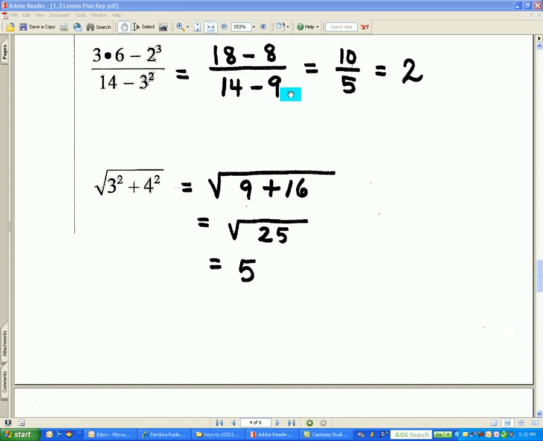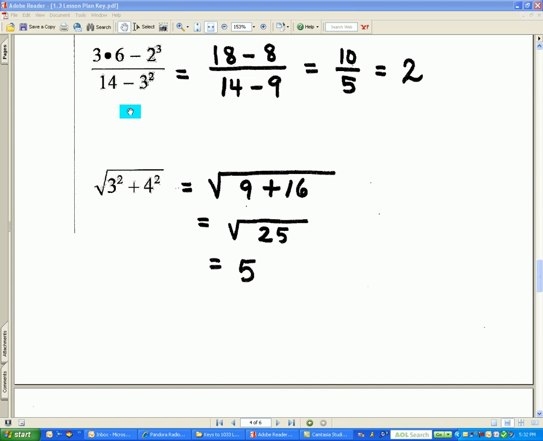Okay, ladies and gentlemen, this is going to be our last example, or our last short video to finish up section 1.3. The problem that you see here, we have 3 times 6 minus 2 cubed in the numerator, and in the denominator we have 14 minus 3 squared. Now remember, hierarchy of operations, what you do first. Some of you have heard, please excuse my dear Aunt Sally.